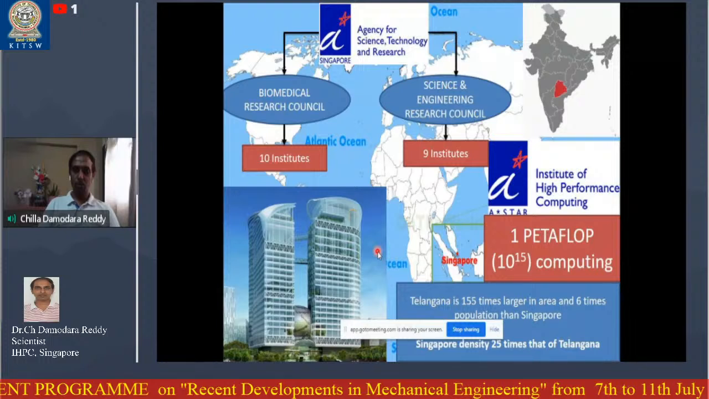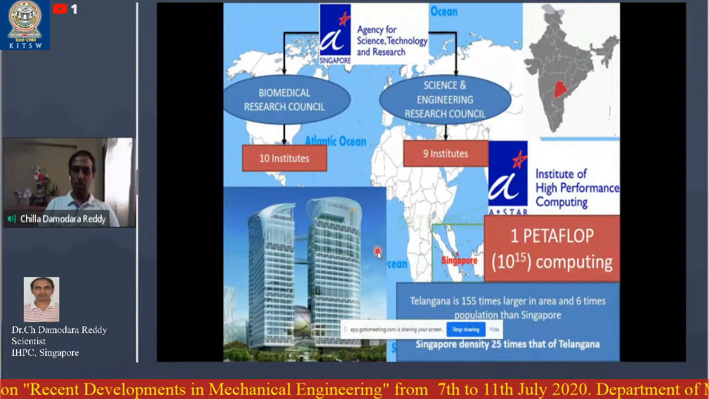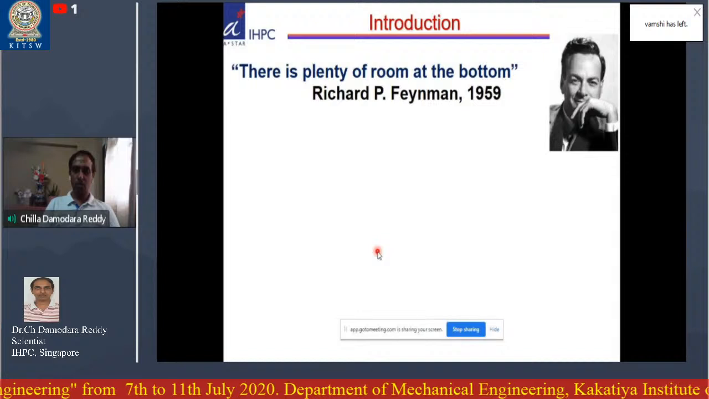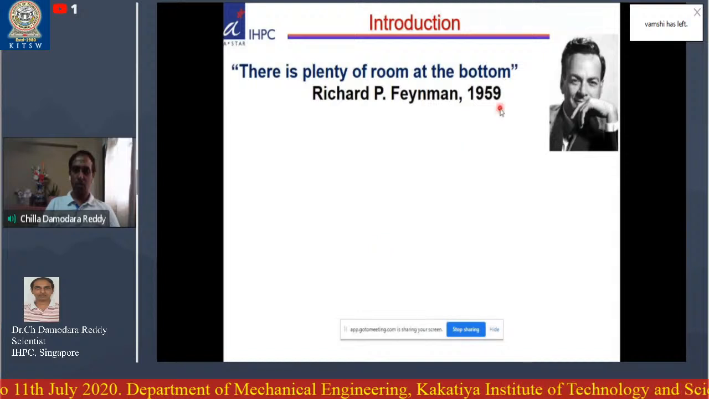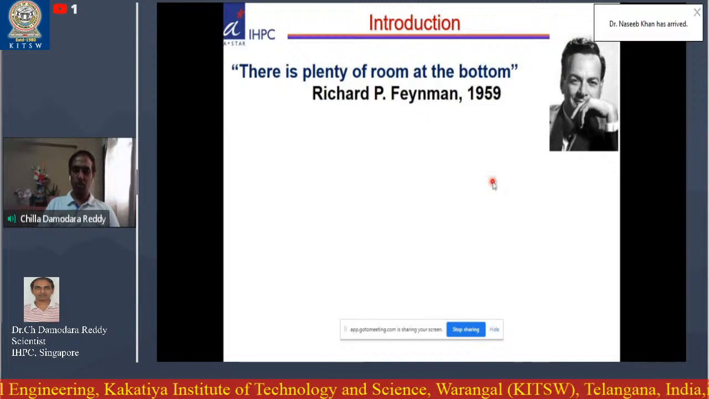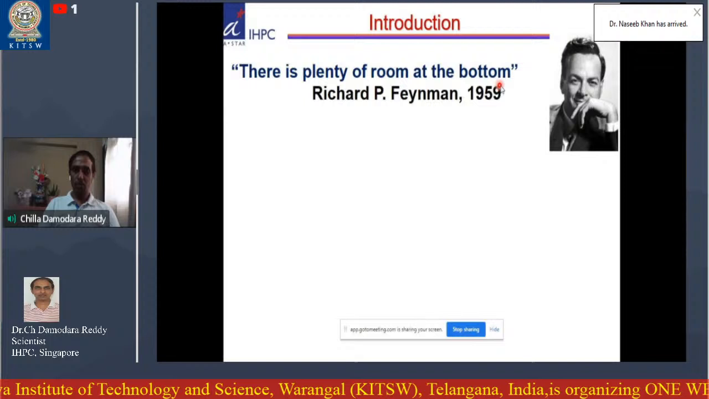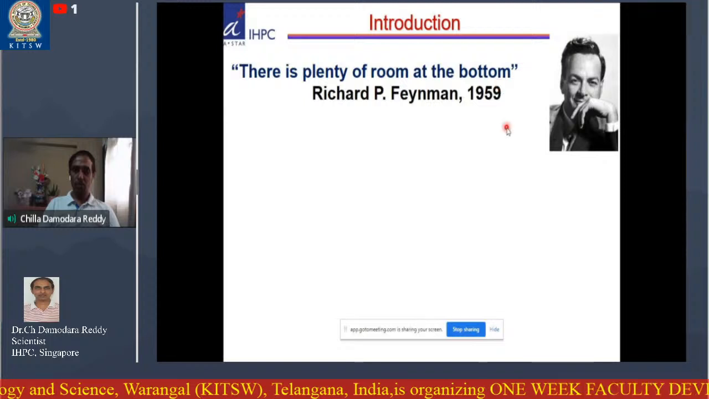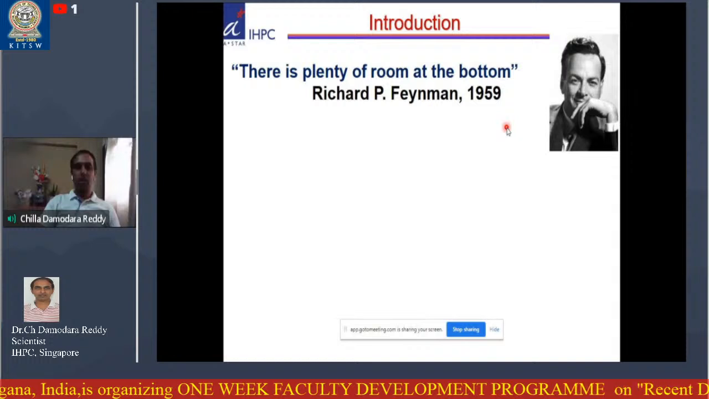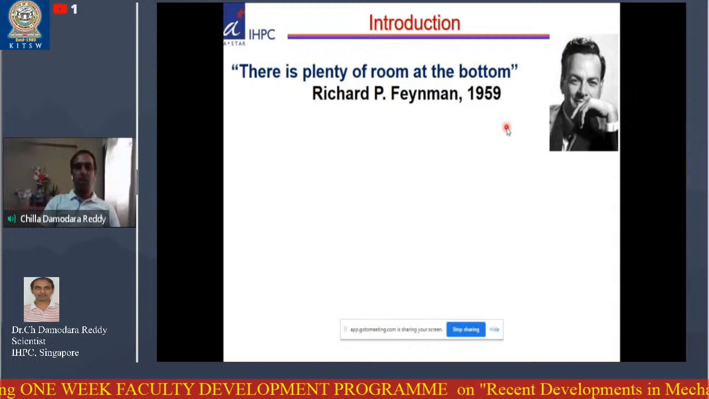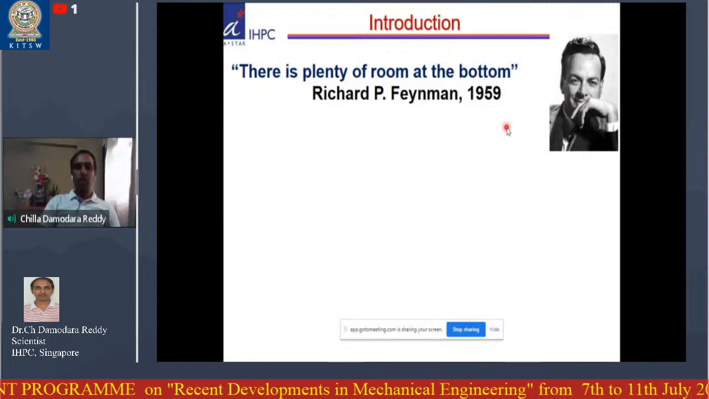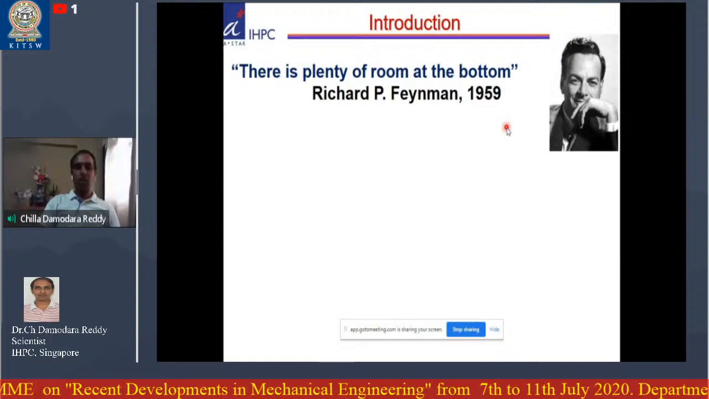Before going to the full presentation, I want to say this very famous quote: there is plenty of room at the bottom, by the famous scientist Richard Feynman in 1959. That means we need to understand many things from the bottom, from the molecular level up to the structural side. So with bottom-up approaches, we have to study a lot to get new things.